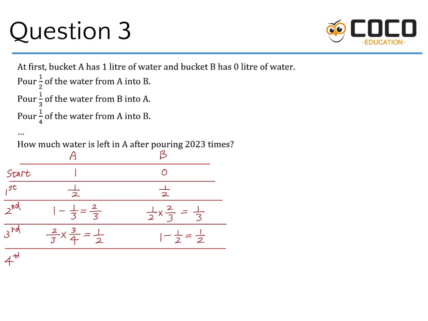For the fourth time, now it will be 1 over 5 from B to A. So we are left with 4 over 5. That's half times 4 over 5, so equals to 2 over 5. Then A is 1 minus 2 over 5, 3 over 5.